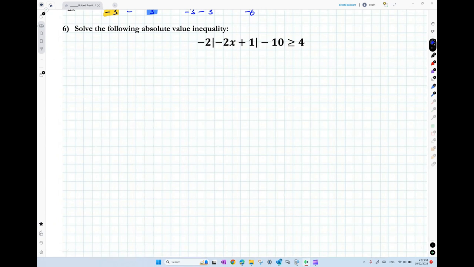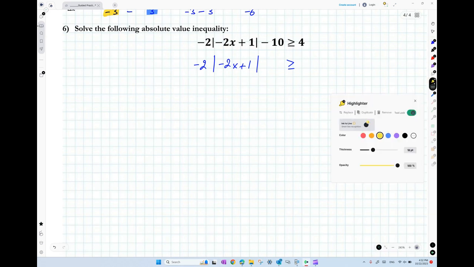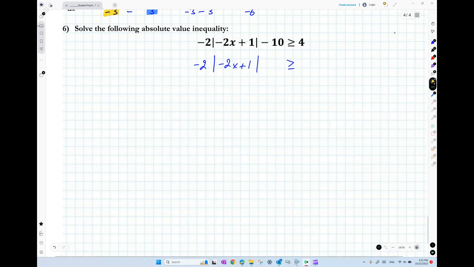Finally, question number 6. I've got an absolute value inequality. Now, remember, you cannot do anything before isolating this absolute value. So let me do that step by step. You're going to cross over operations in the inverse order of PEMDAS.